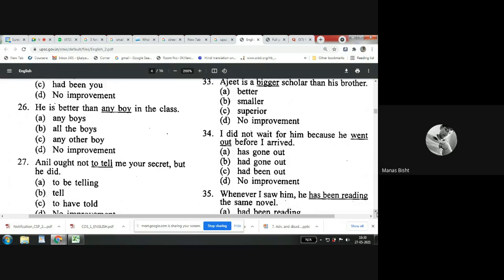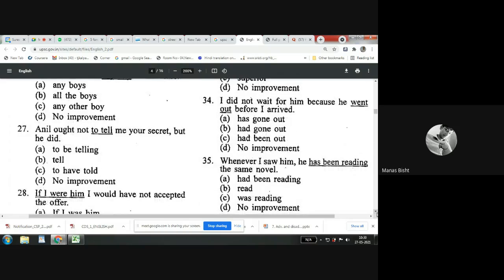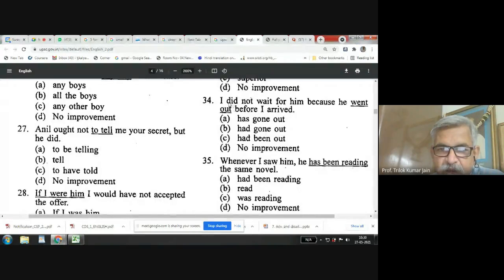Sir, why are we not using has? It is already past tense, did. So the other part will be past perfect tense, and past perfect tense is had. Once the sentence starts in past tense, it cannot go back to present tense. It can only remain in past. So in past tense, we have past perfect, which is had.